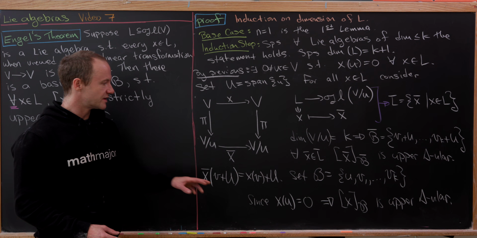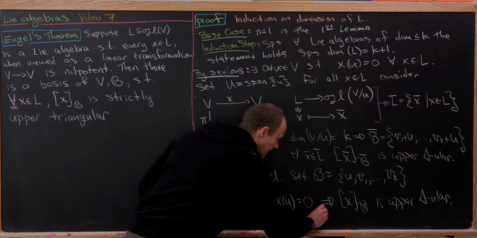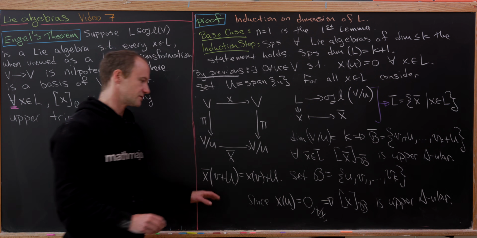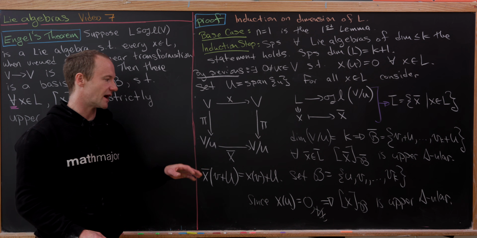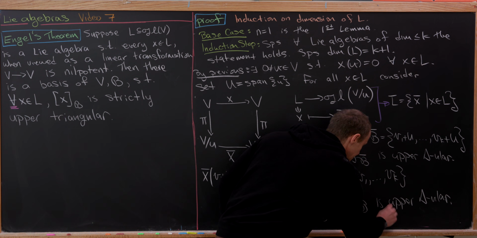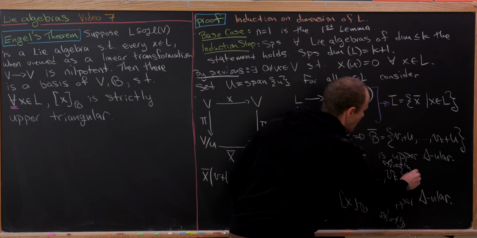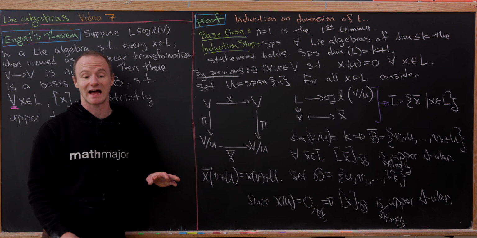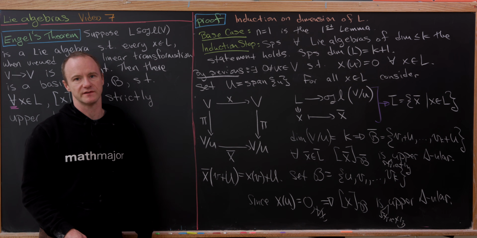Okay, but notice that this holds for all x inside of the Lie algebra, so that does it. We've got all x are represented by strictly upper triangular matrices simultaneously. Okay, so now let's look at a second version of Engel's theorem.